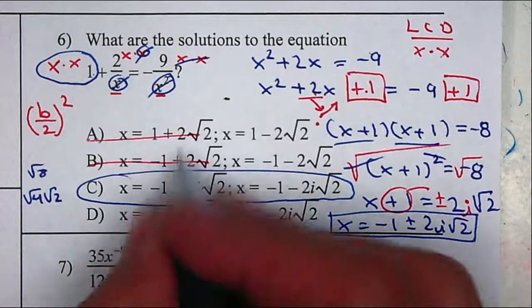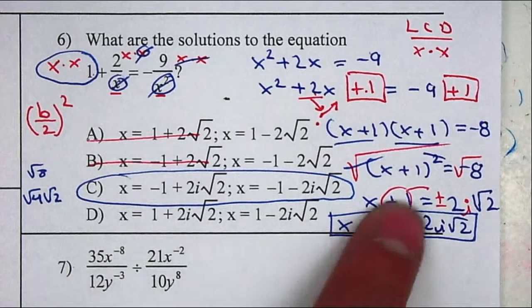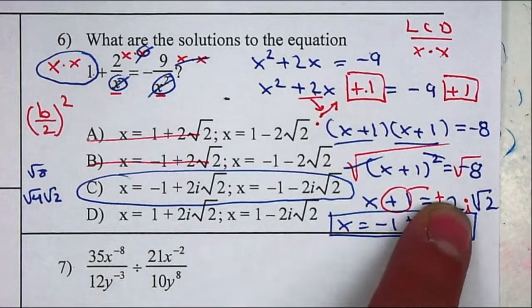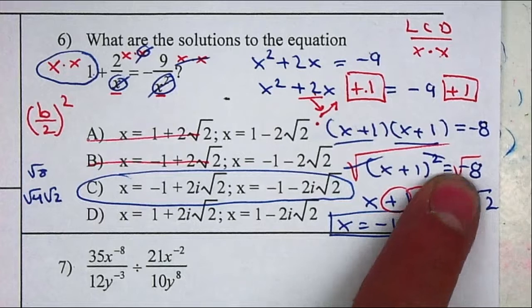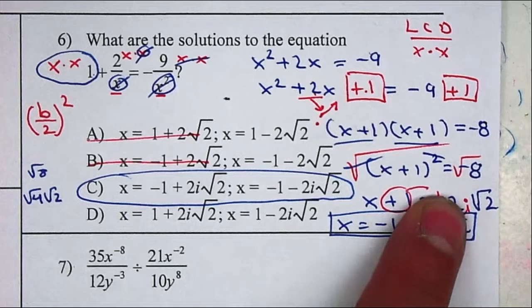Just be careful because they all look very similar. So you have to make sure that you are careful with the little details, such as whenever you have a negative inside the square root, that comes as an i, imaginary number.